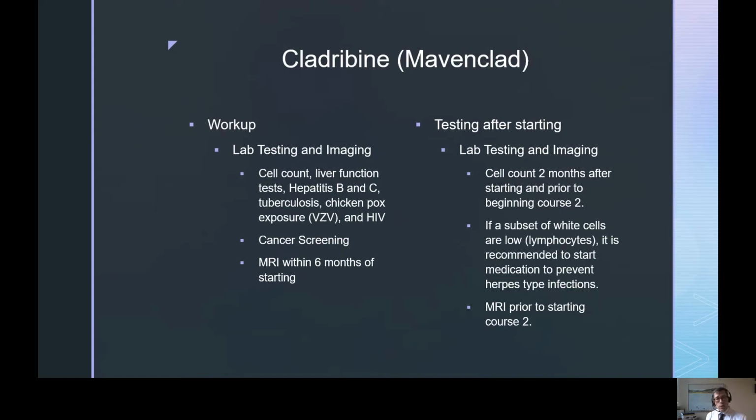And then testing afterwards includes some blood tests. We do a cell count 2 months after starting because that's when your lymphocytes may be at their lowest. And we already discussed that if they are low, then we may recommend starting a medication to prevent these herpes type infections. And then an MRI is repeated prior to starting course 2. Patients are followed after that with frequent visits and MRIs. If there is evidence of a relapse or MRI progression, then we may need to look at other treatment options, but at this time it's not recommended to have any further doses of Mavenclad.